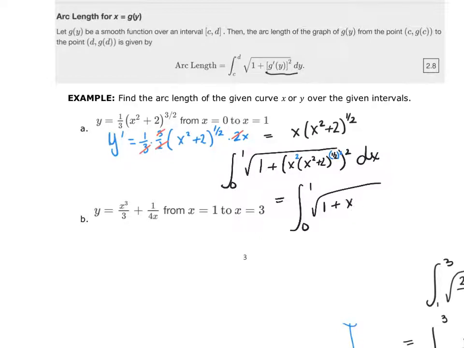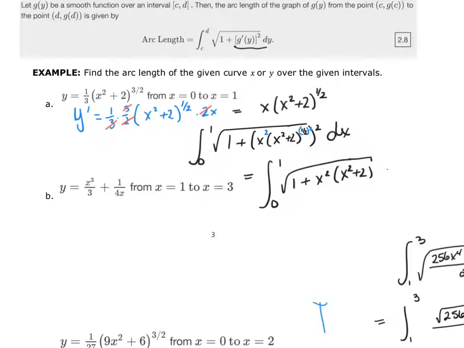So it's going to be x squared, and then it's going to be the x squared plus 2, because when you do the squared of a, when you square a square root, you get what's underneath it, and then dx. So then this is going to be the integral from 0 to 1 of the square root of 1 plus x to the 4th plus 2x squared dx.